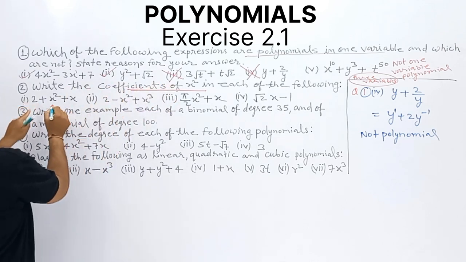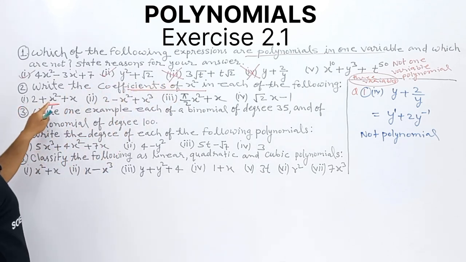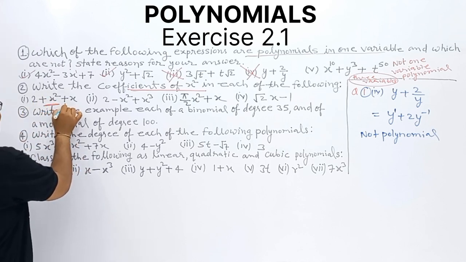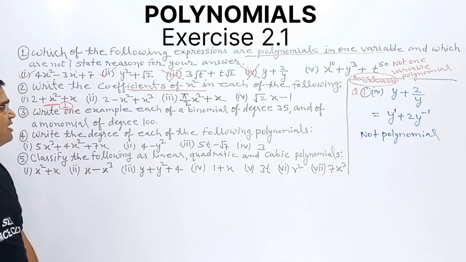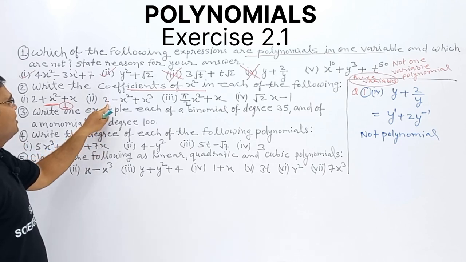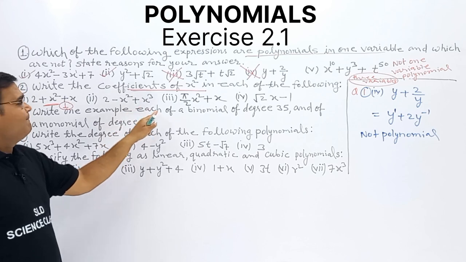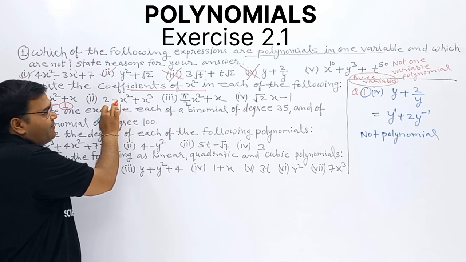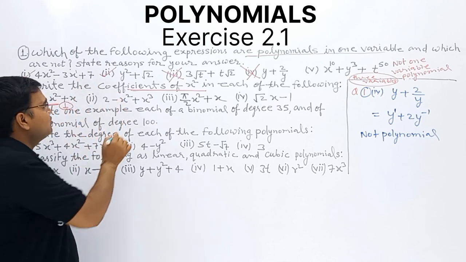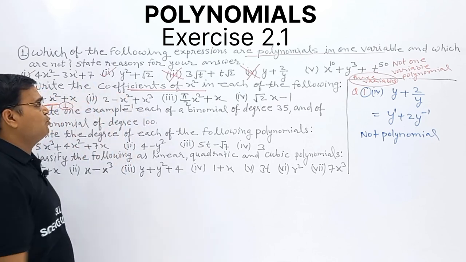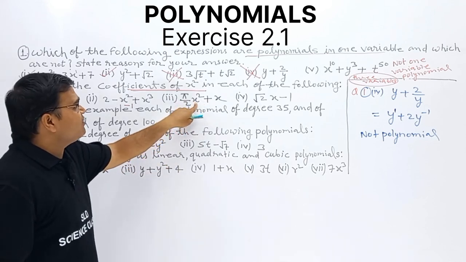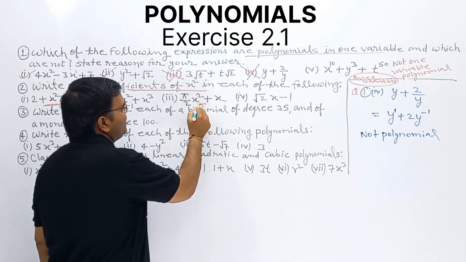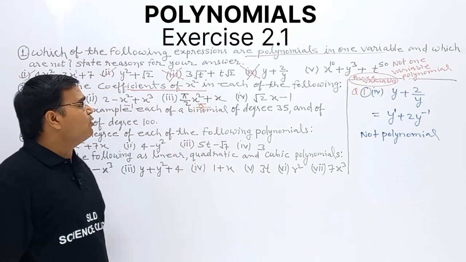Now observe this one. Write the coefficient of x square. This one is x square and in front of it we have plus 1. So its coefficient is 1. Now this one is a polynomial, and in front of x square we have minus. No number is there, which means 1 is there. So its coefficient is minus 1. Now this one is x square. In front of this we have pi by 2. So its coefficient is pi by 2.